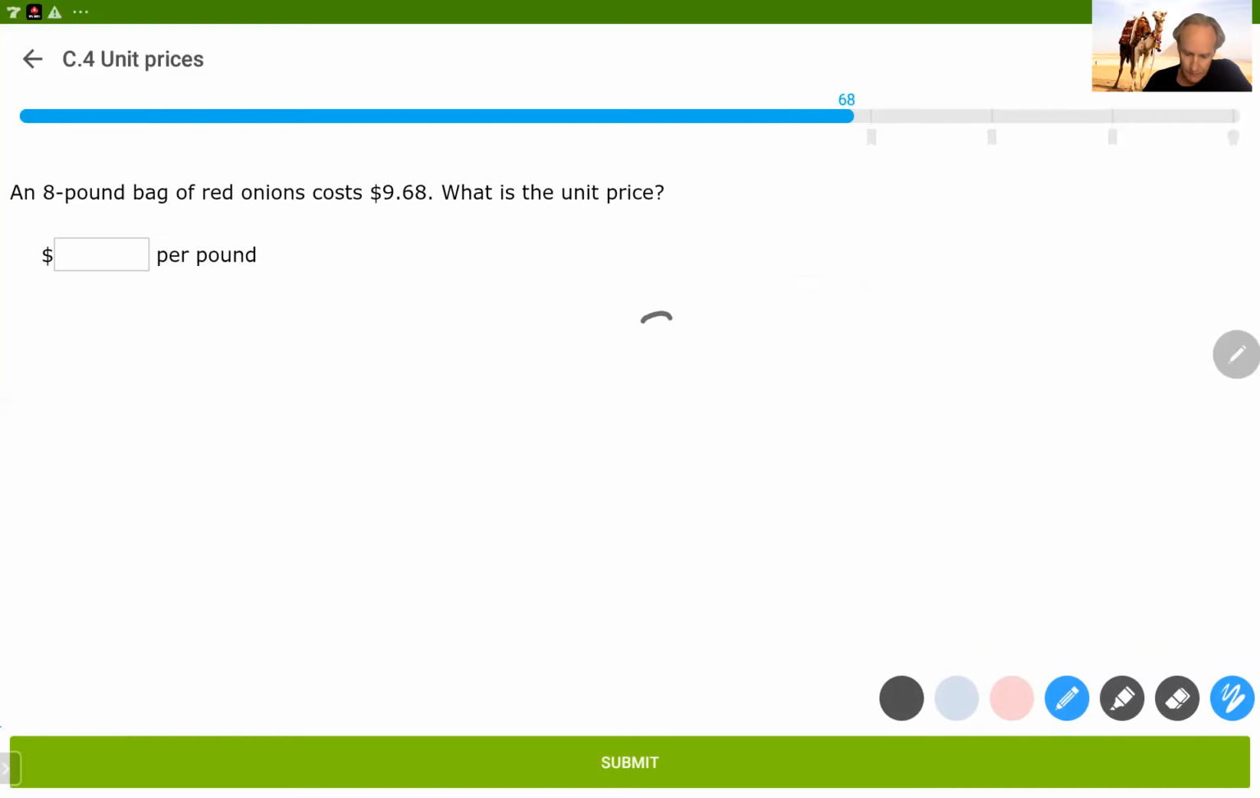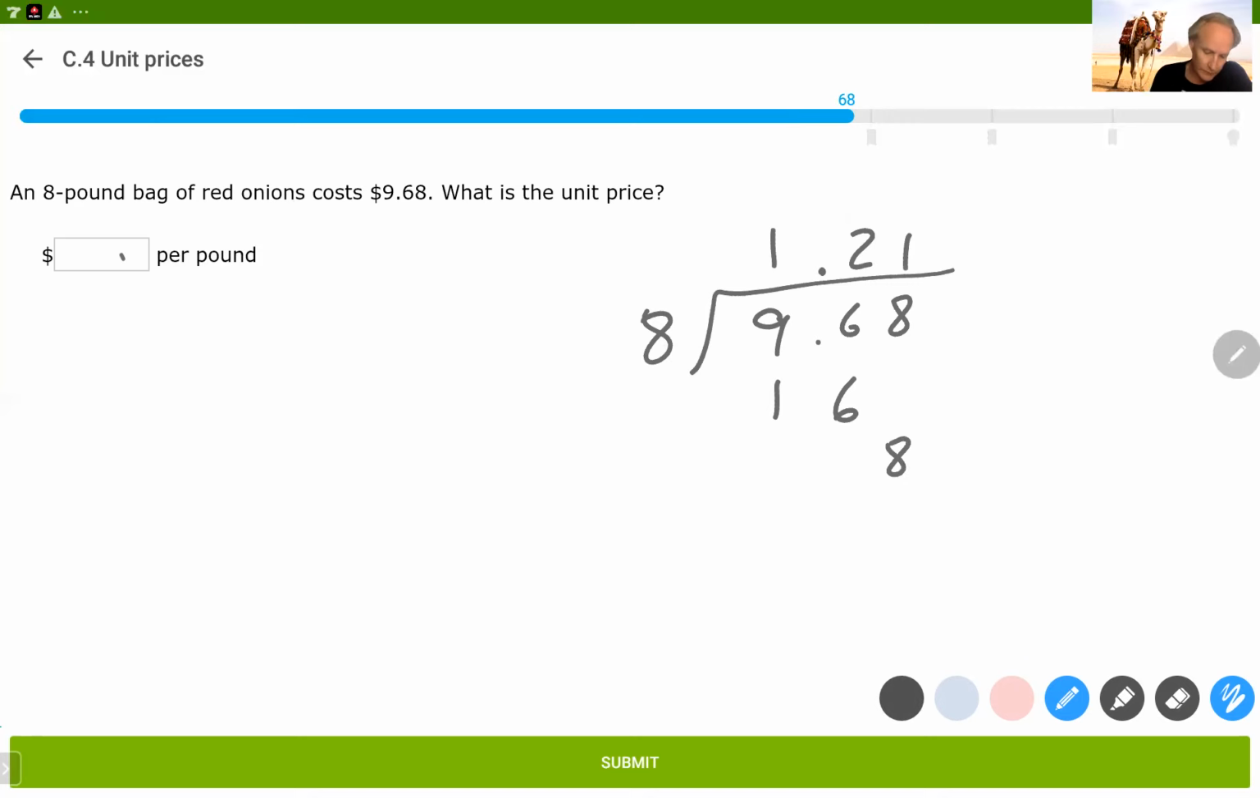This is 8 into 968. Decimal goes straight up. That's 1. And I'm multiplying by 1. That's 8. And I'm subtracting. 8 from 9 is 1. Bring down the 6. I multiply by 2. And there's nothing left. Bring down the 8. And it's a 1. 121 per pound.